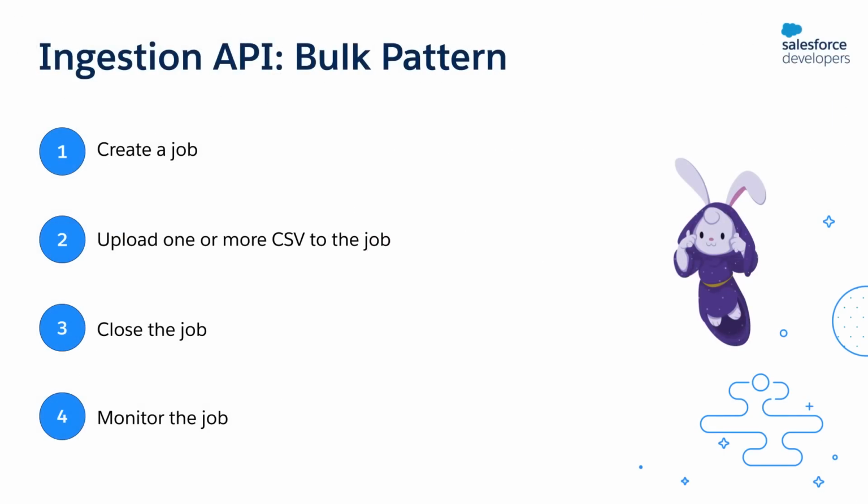Now the bulk ingestion pattern, on the other hand, requires a few more steps. First, you need to create a job, and then you can upload one or more CSVs to the open job. And once you are done uploading all the required CSVs, you need to close the job so that it starts processing in the background. And you can then monitor the job to check the processing status. Now let's see this in action.